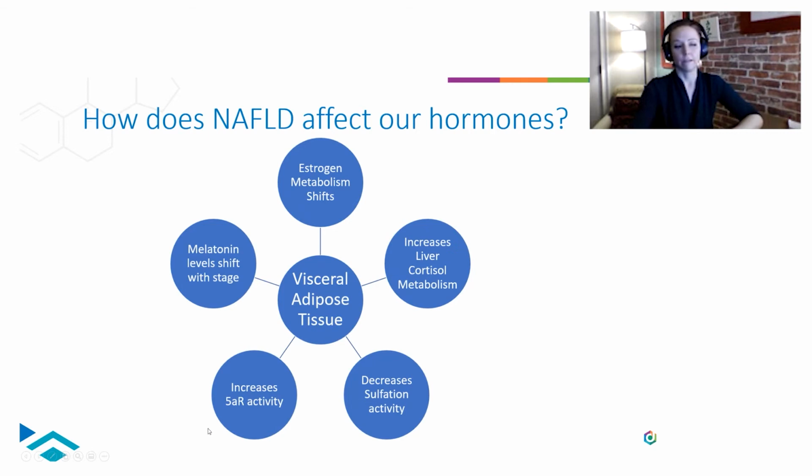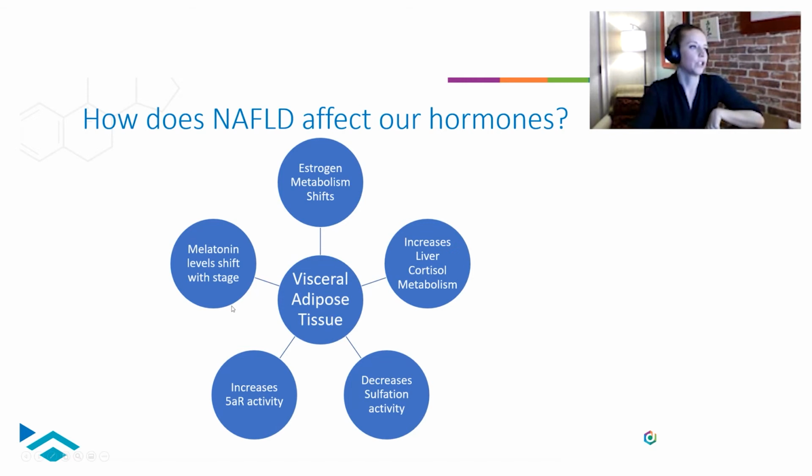Inflammation and insulin and stress, all the oxidative stress that goes along with fatty liver, increases our 5-alpha reductase activity, so we tend to make the really strong androgens, and that's noticeable on the Dutch as well.